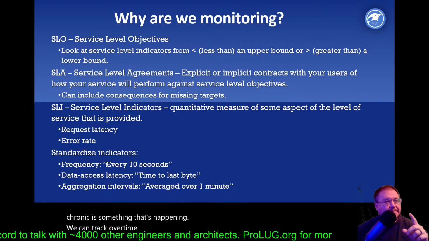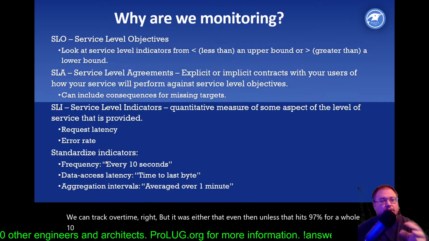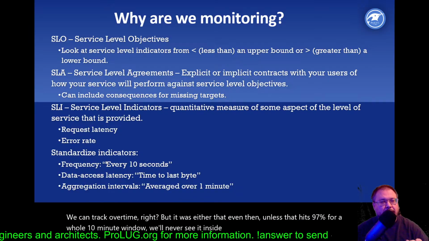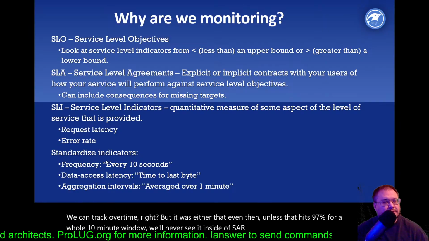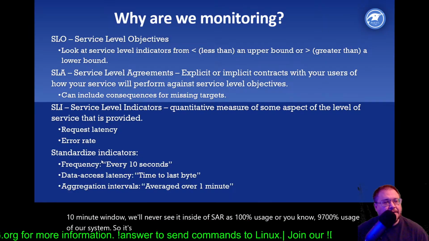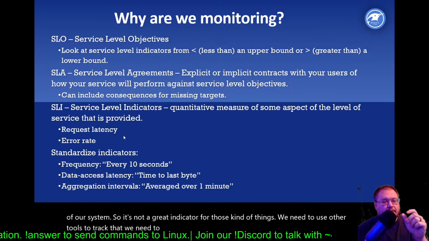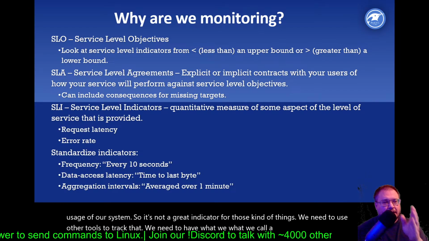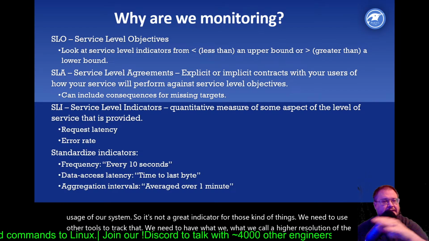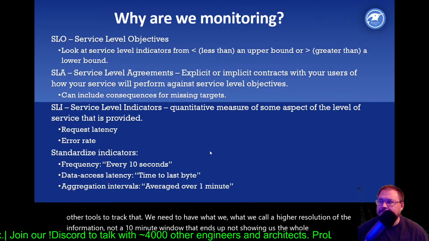But anyways, even then, unless that hits 97% for a whole 10-minute window, we'll never see it inside of SAR as 100% usage, or 97, 100% usage of our system. So it's not a great indicator for those kind of things. We need to use other tools to track that. We need to have what we call a higher resolution of the information, not a 10-minute window that ends up not showing us the whole picture, right?